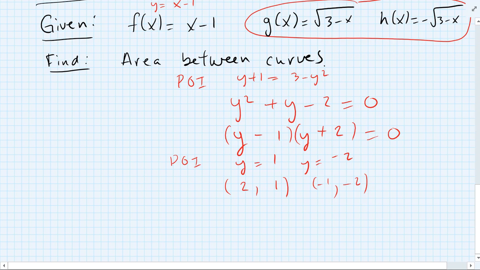So I know I need to go between negative 1 and 2 on the x, and between negative 2 and 1 on the y.